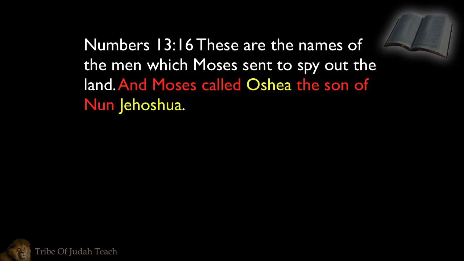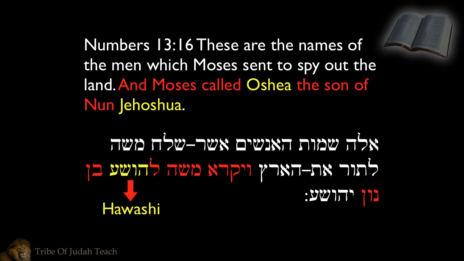But remember, the verse says Moses called Oshea, the son of Nun, Jehoshua, meaning he changed his name from Ha-wa-shai to something else. Notice, I have Oshea and Jehoshua highlighted. We know Oshea is Ha-wa-shai. Let's see what he changed his name to. This is the same verse in Hebrew below it. I have the first name highlighted. It says Ha-wa-shai. What did he change his name to? It says Yahweh-shai. All Moses did was add a Yah, which is he, to the front of Hawashai.